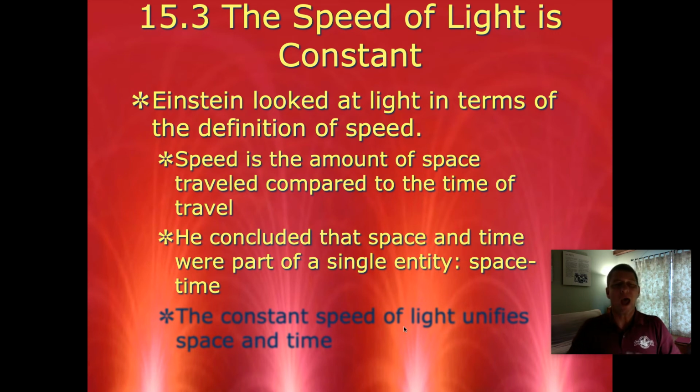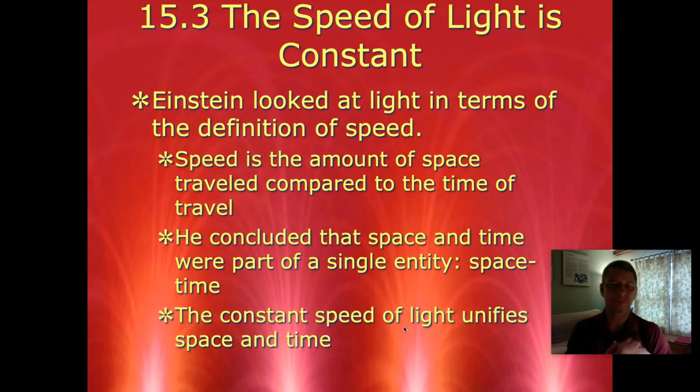What he concluded was that space and time were actually all part of the same thing, which he called space-time. Very original verbiage there, don't you think? And so what he realized was that the constant speed of light, 3.0 times 10 to the 8th meters per second, unifies space and time. If you are traveling a greater distance, then you're using less time.